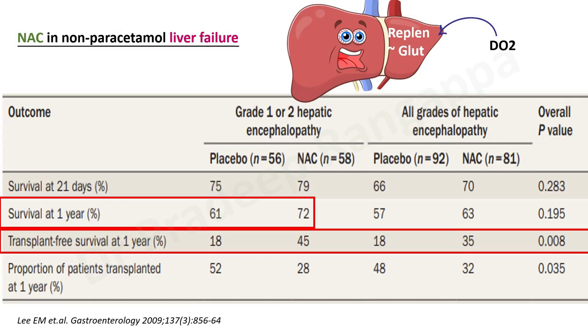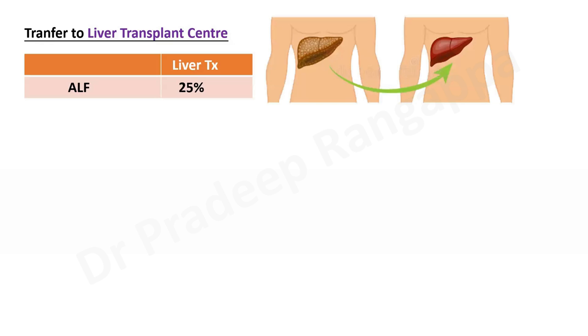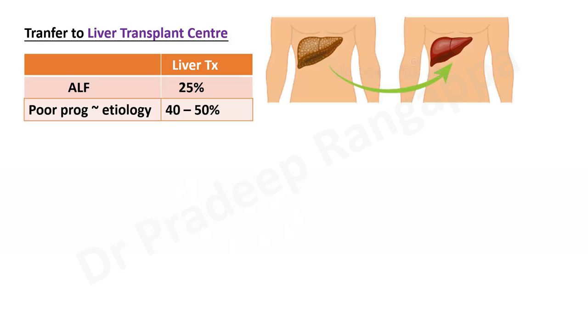Then the question remains, if someone is treating liver failure in a peripheral center, when should they transfer the patient to a liver transplant center? If a center is treating acute fulminant liver failure and does not have transplant capability, they should have some guideline as to when to refer to a liver transplant center. It is shown that in acute liver failure, 25% may need liver transplant. In conditions where the etiology determines a poor prognosis, especially non-paracetamol drug-induced liver failure, 40 to 50% may go on to need liver transplant. Where the etiology portends poor prognosis, the risk of needing transplant is much higher, as opposed to paracetamol, where it may be around 25%.